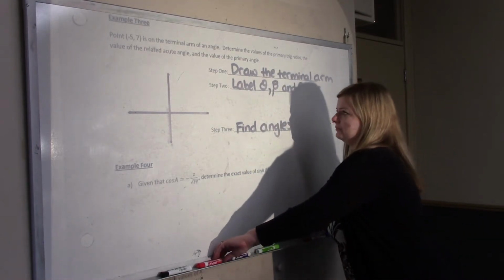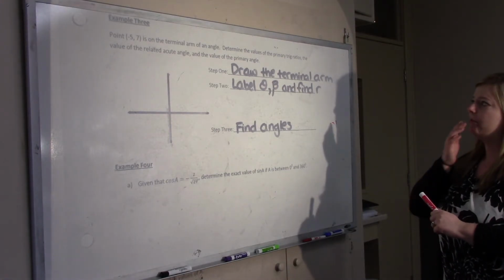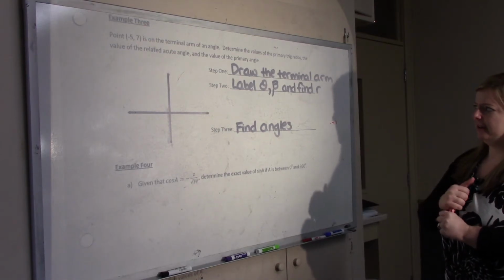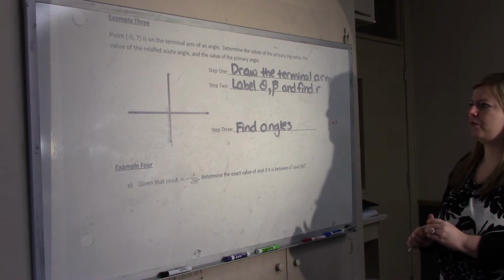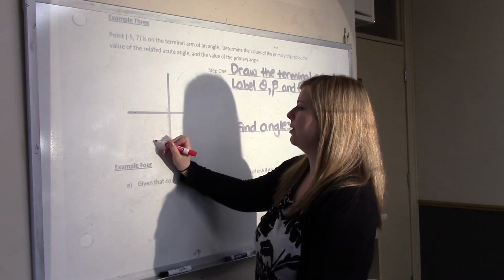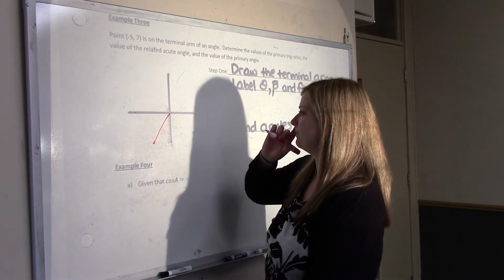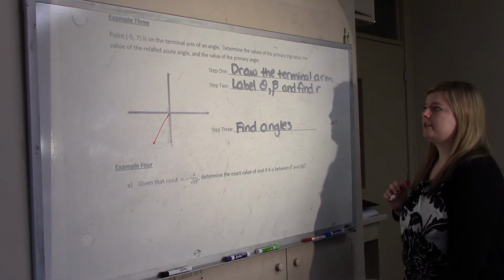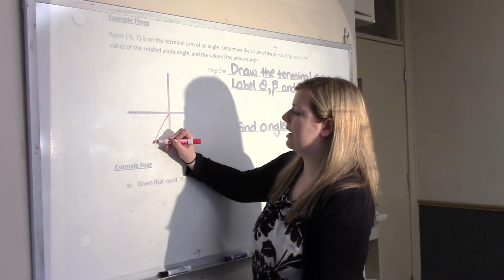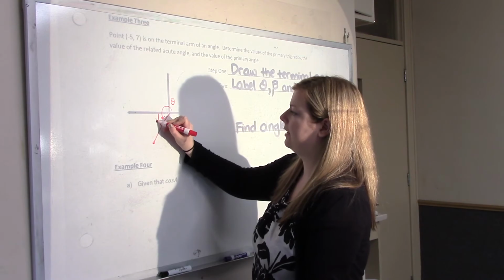So example 3, point negative 5, 7 is on the terminal arm of an angle. Determine the values of the primary trig ratios, the value of the related acute angle, and the value of the principal angle. So first we draw the terminal arm. So point negative 5, 7 would be something like here. It doesn't actually matter how accurate you are, as long as you're in the right quadrant. So now we have to label where theta and beta are, and the right triangle. So here's theta, the principal angle, and this is beta in here.